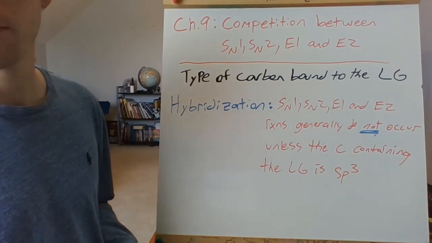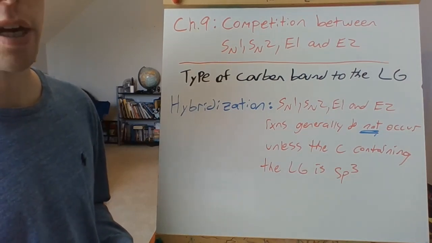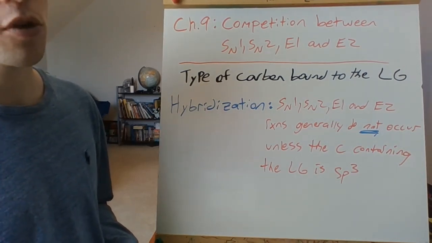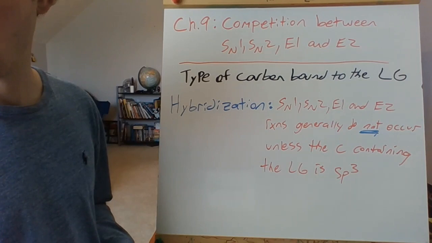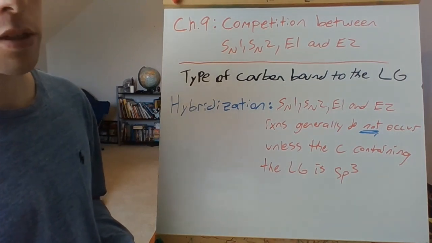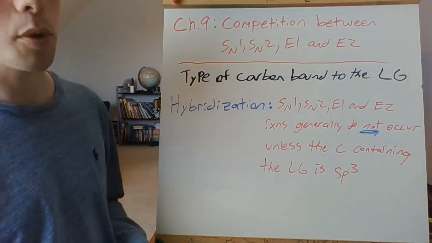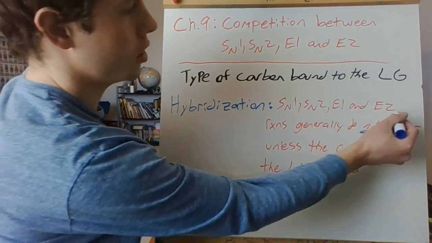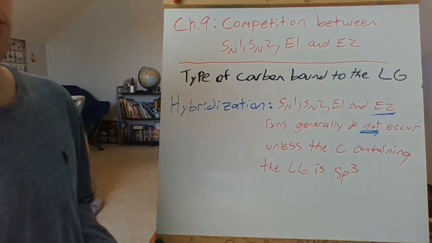And this is because sp2 and sp carbons have greater s character than sp3 carbons. And so they can form stronger sigma bonds with the leaving group, which therefore makes it harder for the leaving group to depart. And then E2 is the only true exception to this rule.